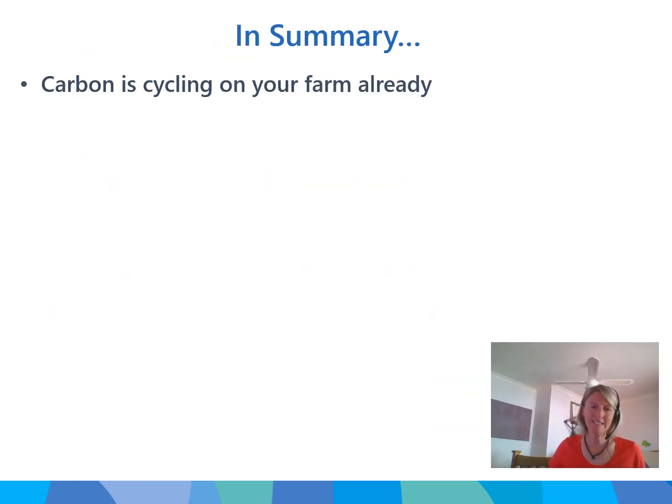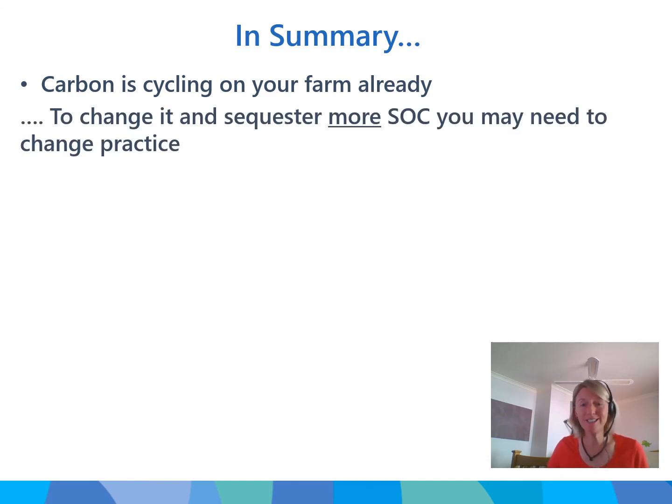So to end, carbon cycling on your farm already. To change it and to sequester more, you may need to change practice. So you need to think about what's your biggest lever. What's the biggest influence you can have on organic matter supply to the soil, organic matter protection within the soil, and maintaining ground cover so that you can minimize carbon loss.